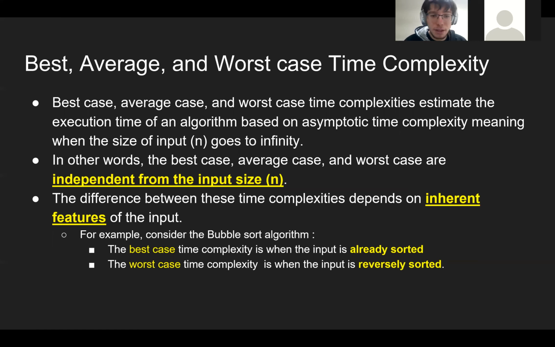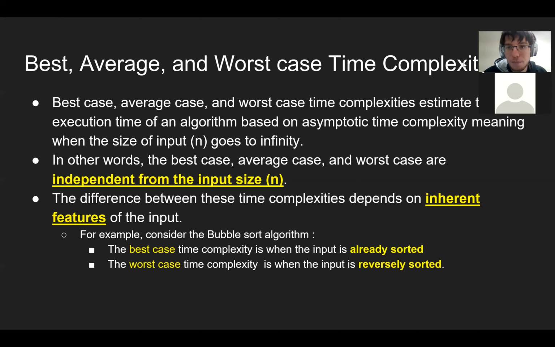So yeah, the best, average, and worst case are completely independent of the input size. The differences depend on the differences of the input. An example is bubble sort. If it's already sorted, then bubble sort just makes one pass, and in that one pass, it doesn't have to swap anything. So we're done.